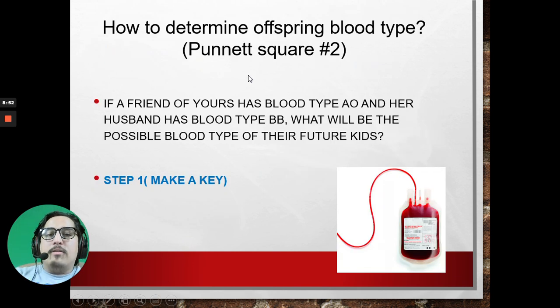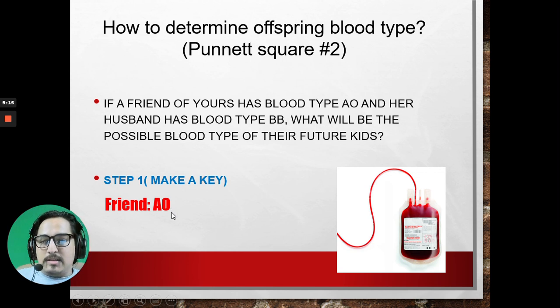So, how to determine the offspring of a blood type. Punnett square number 2. This is practice number 2. It says, if a friend of yours has blood type AO and her husband has blood type BB, what will be the possible blood types of their future kids? Same thing. Your friend has what? It tells you right there. AO. That means A, heterozygous. Her blood type is A, but she's heterozygous. And then the husband is type B, homozygous. So, capital BB. Boom. Copy this down.